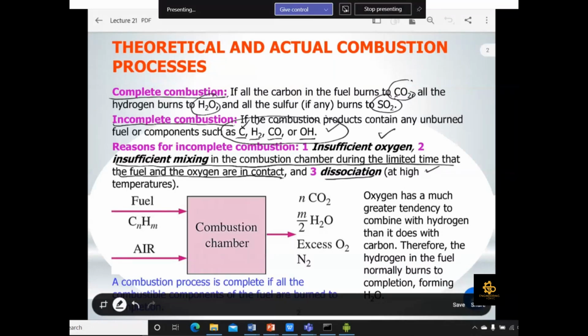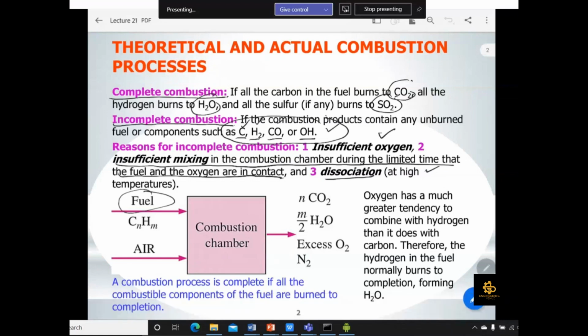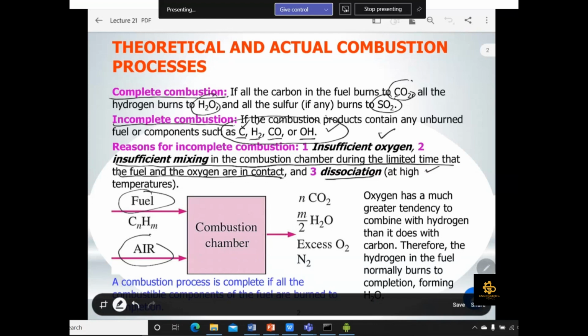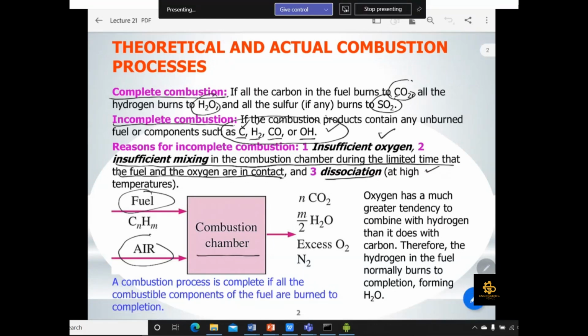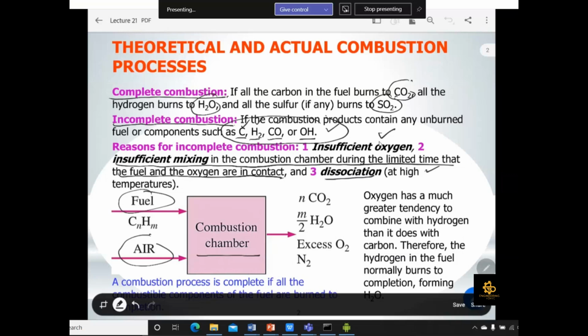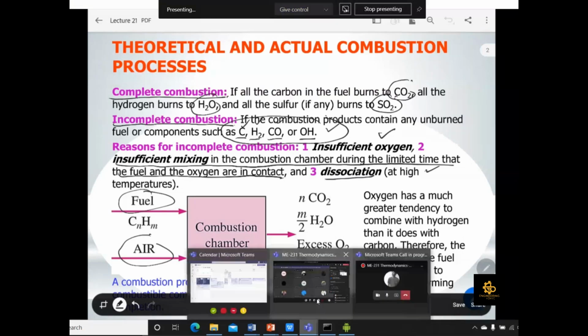Now coming to how you judge whether it is a complete or incomplete combustion. For example, this is your fuel, this is your air, and here is a combustion chamber. Give me 1 minute, I will come back.